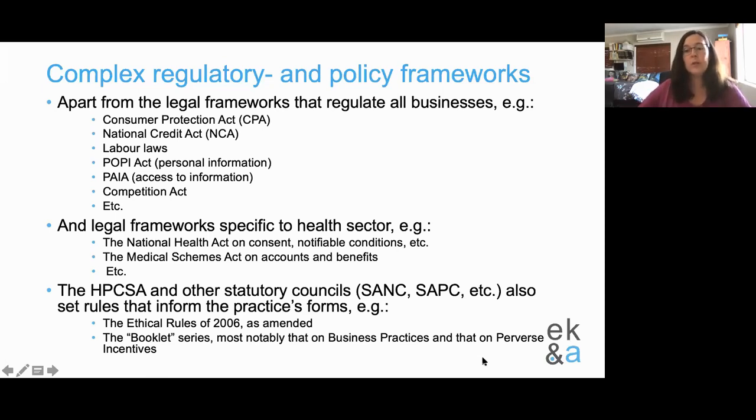Then that nurse is subject to the South African Nursing Council, or your interaction with a pharmacy is subject to the South African Pharmacy Council. So there are basically three things that need to be considered in your practice forms.